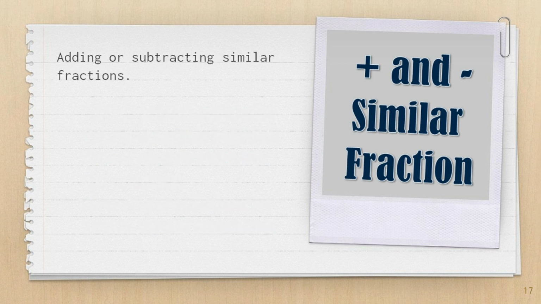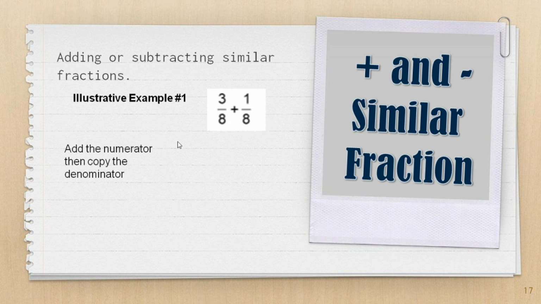Let's have an example. Adding or subtracting similar fractions. Example number 1, I have here 3 over 8 plus 1 over 8. Similar fraction yan, tama? Kasi pareho silang 8 yung ilalim. Okay, step number 1, sabi, we just need to add the numerator, then copy the denominator.